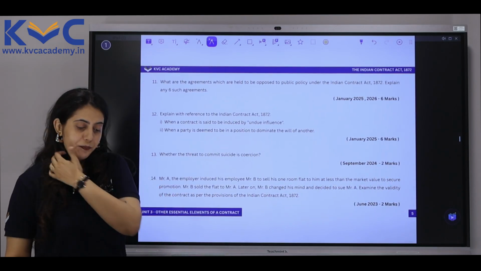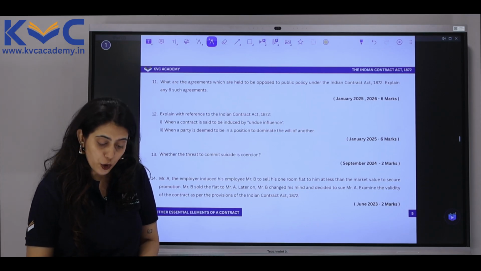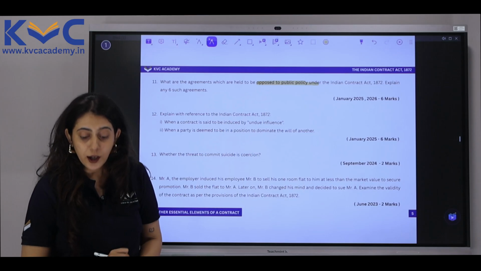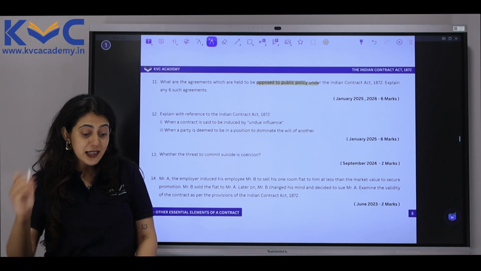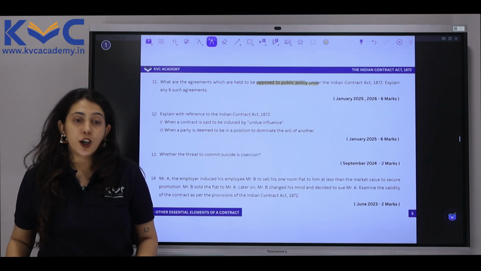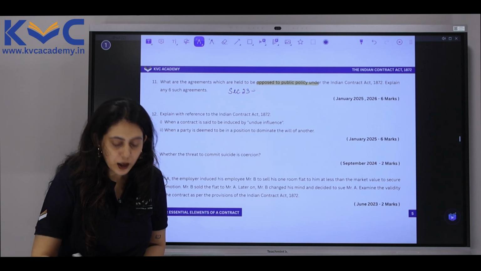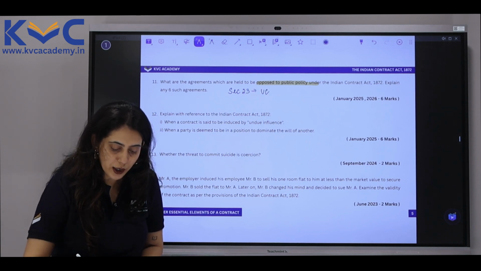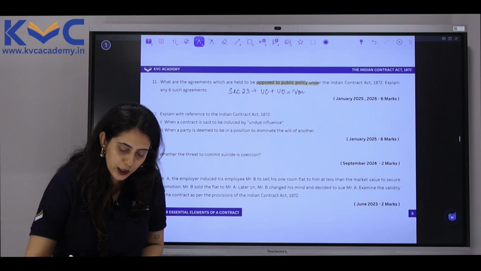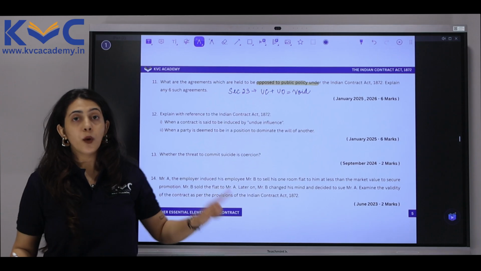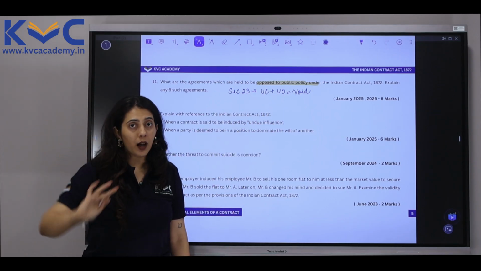Question number 11. Direct question. What are the agreements which are held to be opposed to public policy under the Indian Contract Act 1872? Explain any 6 such agreements. So under section 23, we learned agreements which have unlawful consideration plus have unlawful objective, the result of which is that they are void. One of the points here was agreements opposed to public policy. That is the last point in our notes.